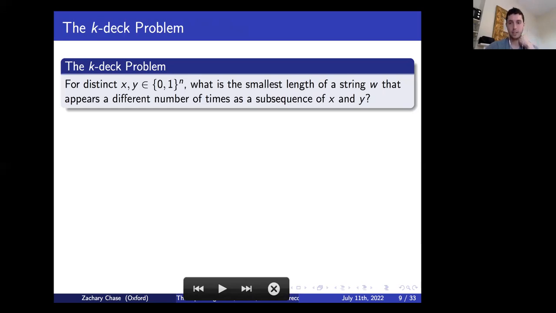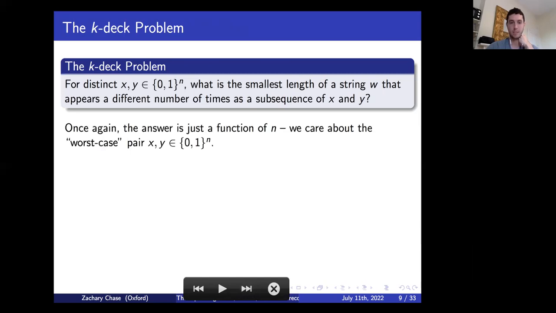Okay, so for distinct x and y of length n, the k-deck problem is: what's the smallest length of a string w that appears a different number of times as a subsequence in x and y? So once again, the answer is just a function of n. We care about the worst case pair x and y.